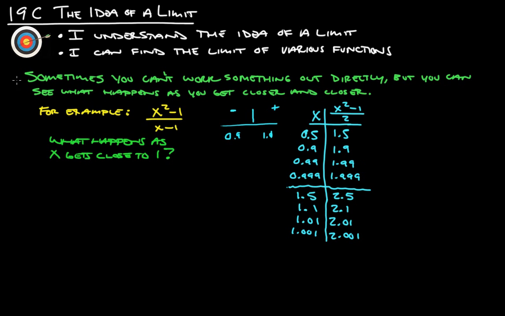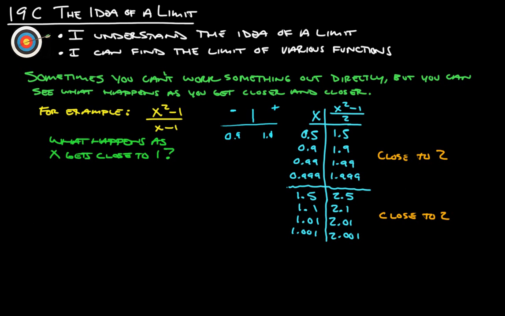Okay? So anyway, as we are getting closer and closer to 1 from the negative side, this number here looks like it's getting close to 2. It's getting closer and closer to 2 as we get closer and closer to 1 from the negative side. Now when we come from the positive side, again we plug in the numbers, 2.5, 2.1. On this side, we are also getting close to 2 as we approach 1 from the positive side. Okay, so since from both the positive and the negative side, they both approach the same number, then we say that this actually has a limit of 2.